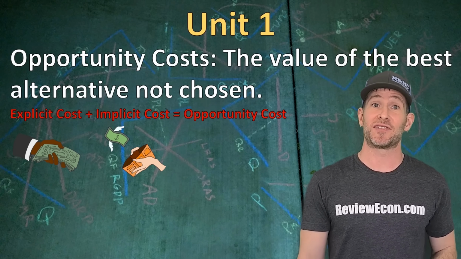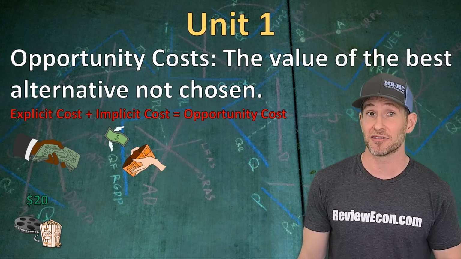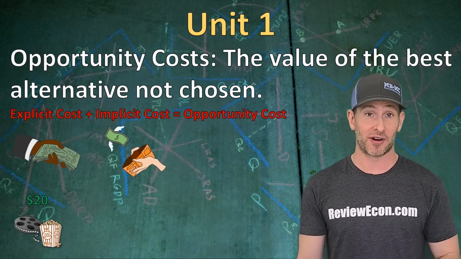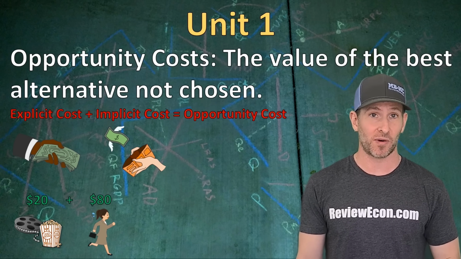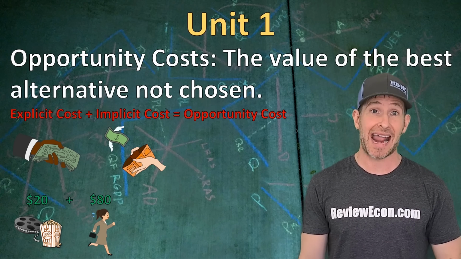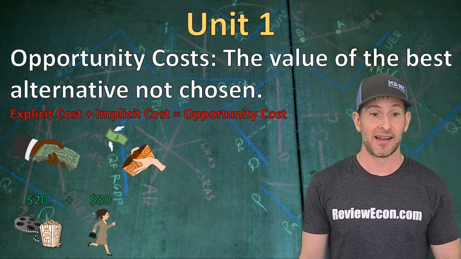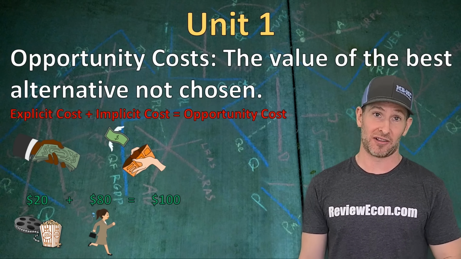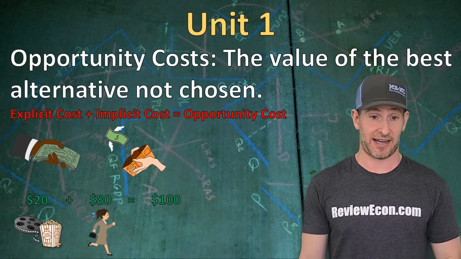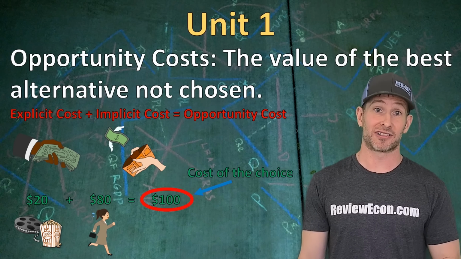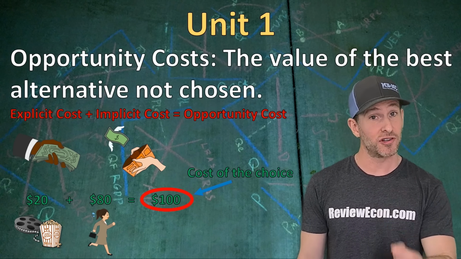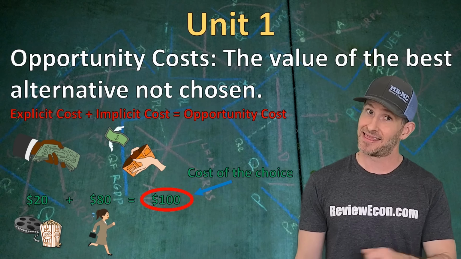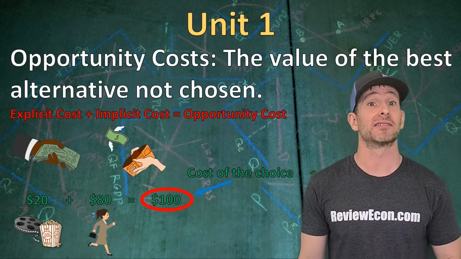So for example, if you go to the movies and spend $20 on your ticket along with some popcorn, and you miss out on going to work, which you could have earned $80 by working that day, the two together add up to give you $100 worth of total opportunity cost. It's that $100, not the $20, that is the true cost of going to the movies. That's your opportunity cost because it's the cost of the choice.